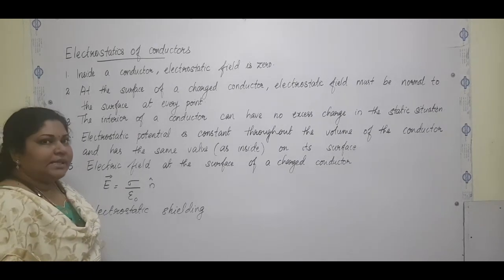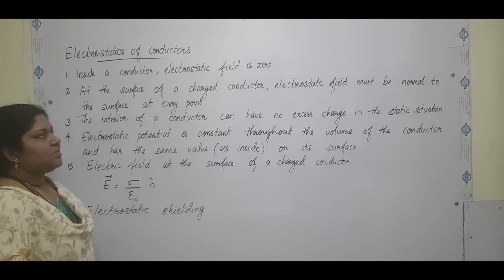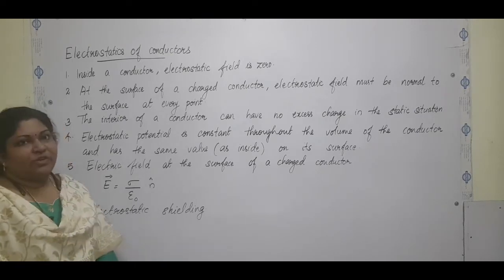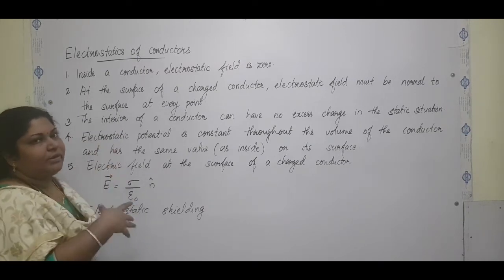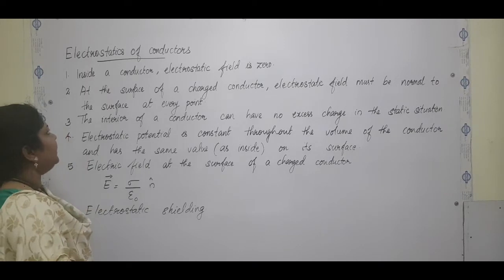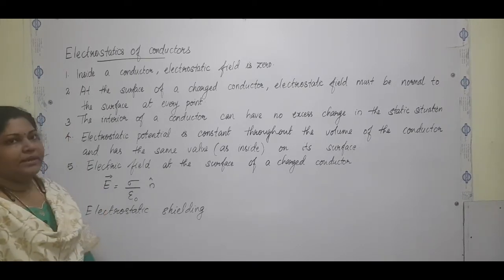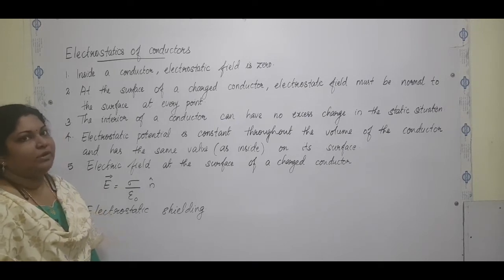Let's continue with the chapter electrostatic potential and capacitance. So here we are going to see the electrostatics of conductors. This is actually a summary of what we have learned in chapter 1 and chapter 2 till now. So inside a conductor, the electrostatic field is zero. This we have proved with the help of Gauss's law.